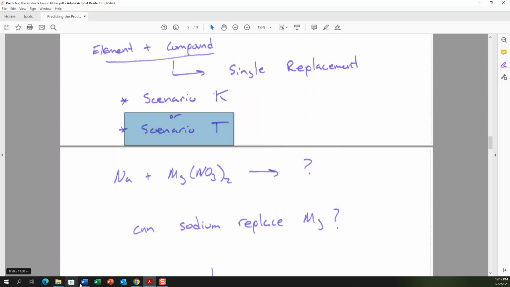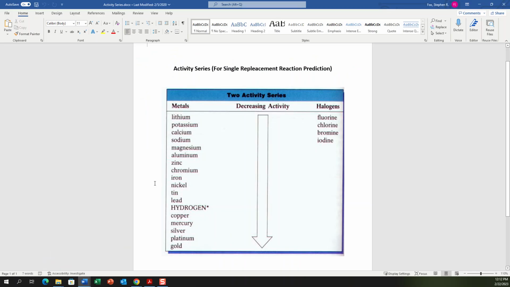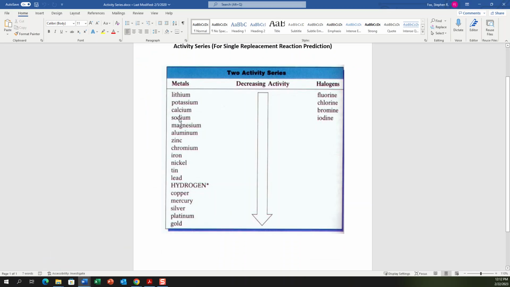So what do you check? You check your activity series. So let's go to our activity series and let's look at it. Sodium is here, magnesium is here. So if whatever's doing the replacing is above what it's going to replace, it can replace. Sodium can replace magnesium. If it was the other way around and magnesium was trying to replace sodium, magnesium is lower than sodium on the activity series, so magnesium can't replace sodium, but sodium can replace magnesium.